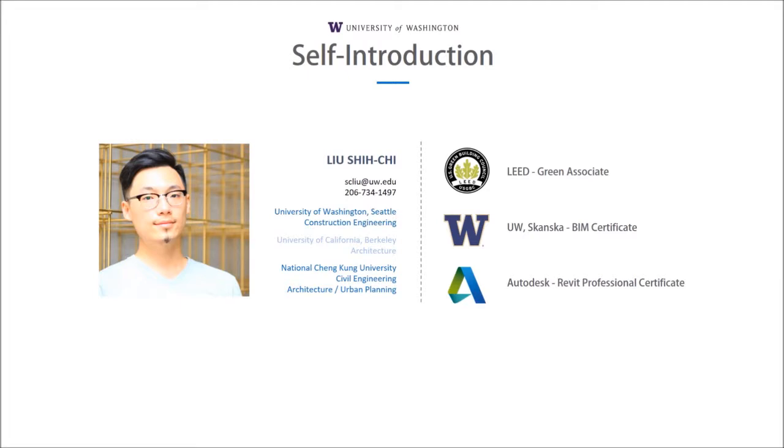My name is Liu Shiji, and I've earned my bachelor degree in National Cheng Kung University with the major of civil engineering and the 2 minors of architecture as well as urban planning. After that, I have joined the University of California in Berkeley for the master study of architecture. And then I have transferred to the University of Washington in Seattle for the master study of construction engineering. In the city of Seattle, I've earned my LEED GA as well as the BIM certificate. I further passed the Revit Professional Certificate as well.